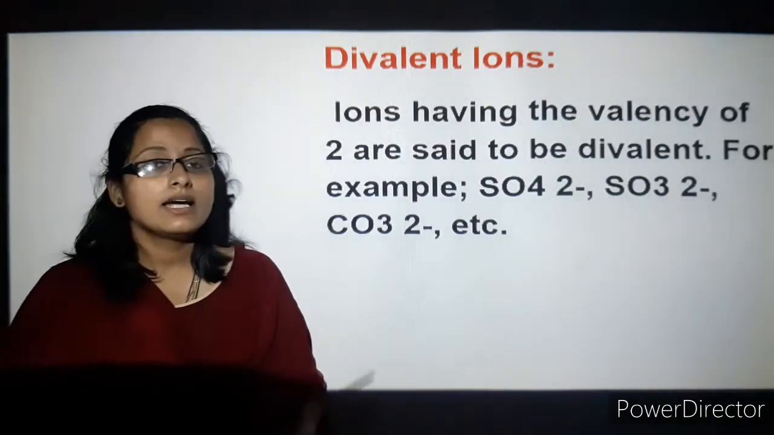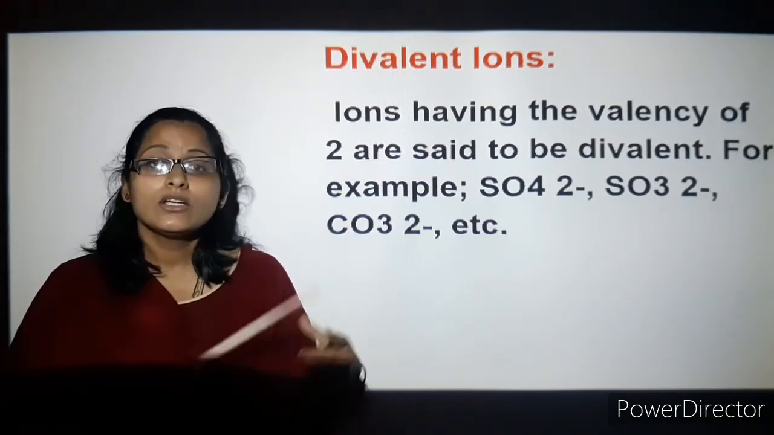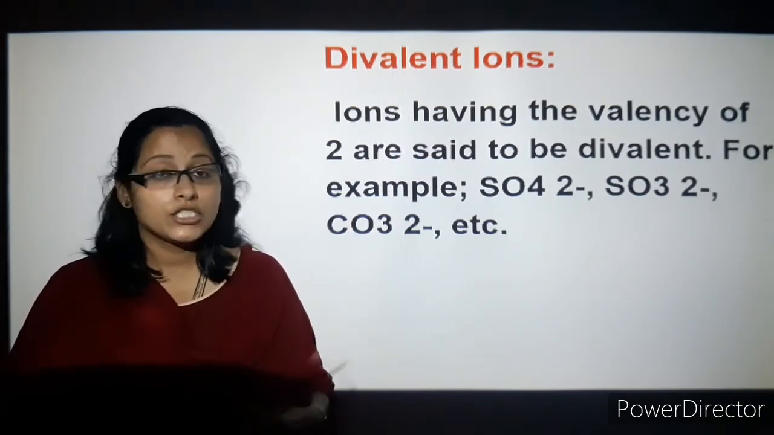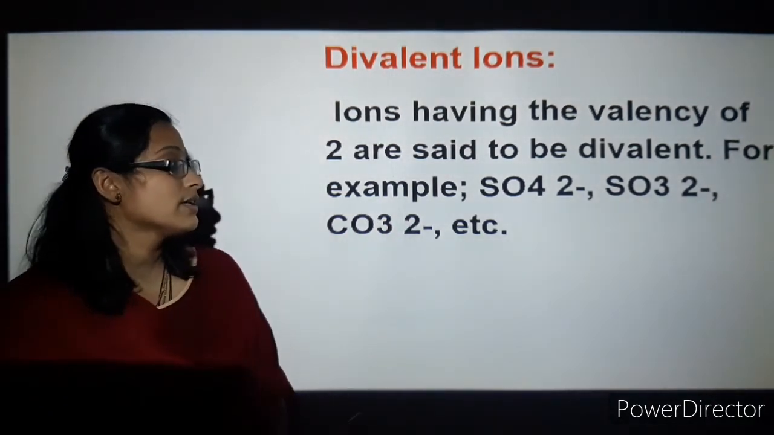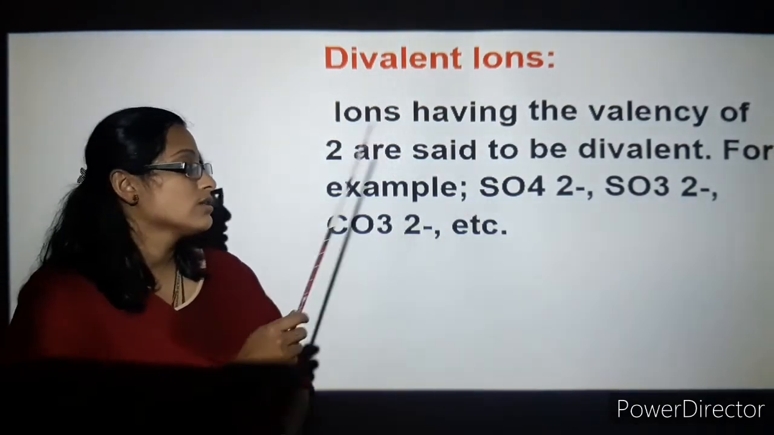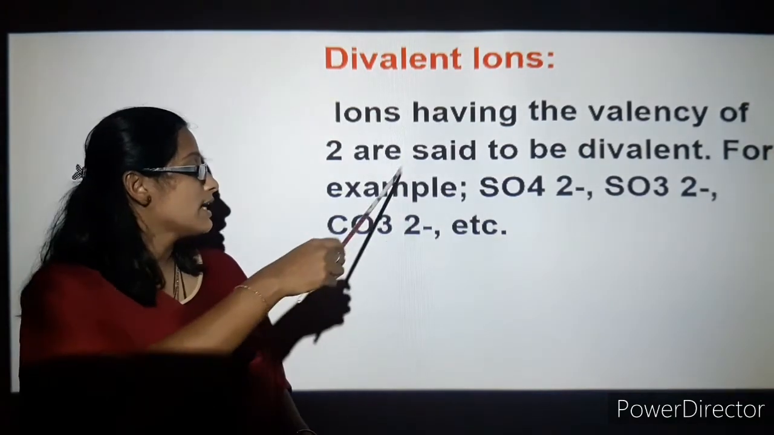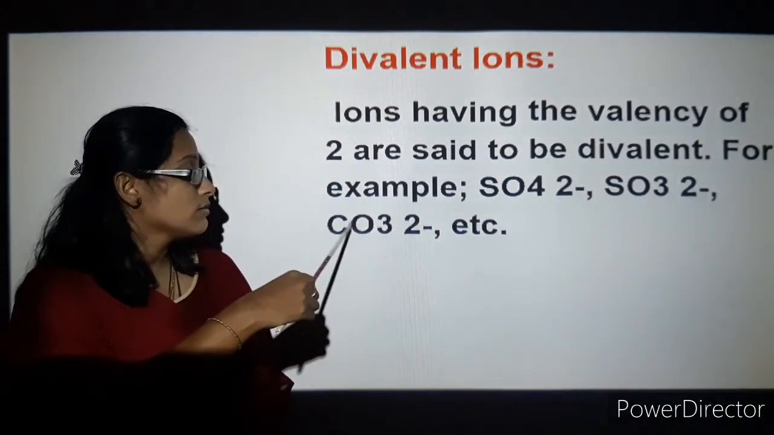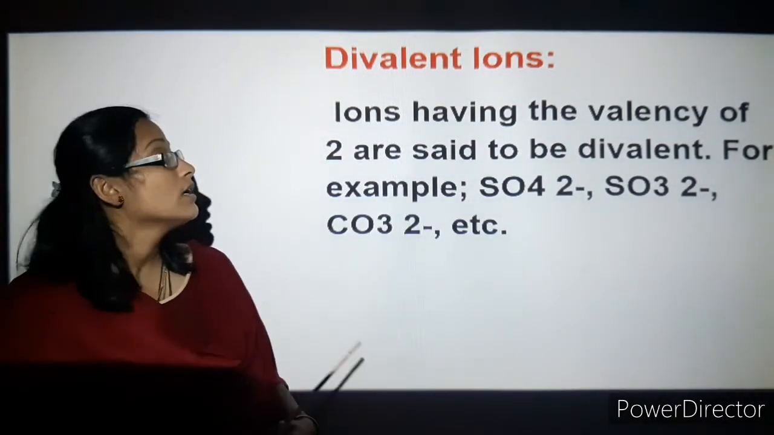For divalent, as the name suggests, the outermost shell or valence shell will have 2 electrons in it. So ions having a valency of 2 are said to be divalent. You can see sulfate, sulfite, carbonate. You can see here that all these are divalent ions.